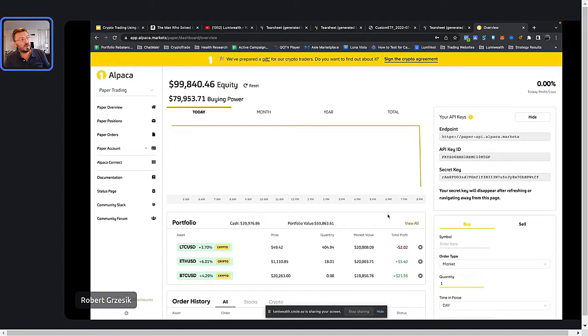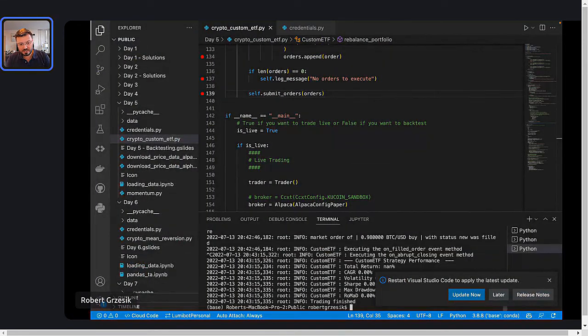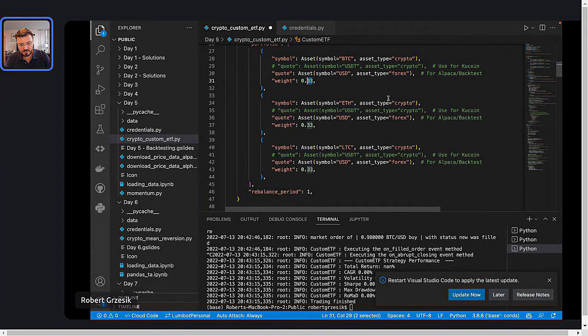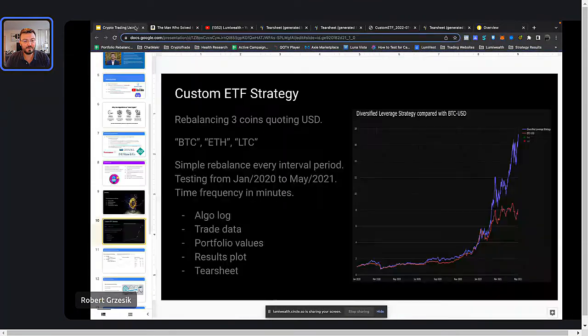Why buy Bitcoin and make 30% when you can buy this strategy and make 75, 80%, right? Seems like a pretty obvious answer to me. That's just one of our strategies. Let me show you a couple more. I'm going to put this back to the original because this is part of our class. That's one strategy. That's our custom ETF.